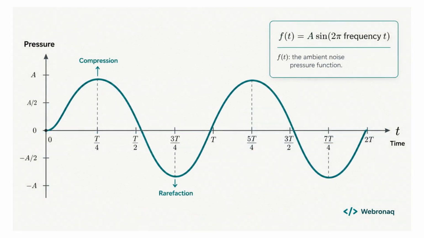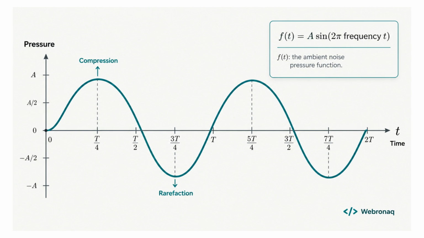Alright, before we can cancel sound, we have to describe it mathematically. Sound is a pressure wave. As it travels through the air, it alternately compresses molecules together, and then pulls them apart. We can model that as a continuous function of time. Call it f of t, where t is time and f gives the air pressure at your ear at every instant. The peaks of that function are compressions, the troughs are rarefactions.